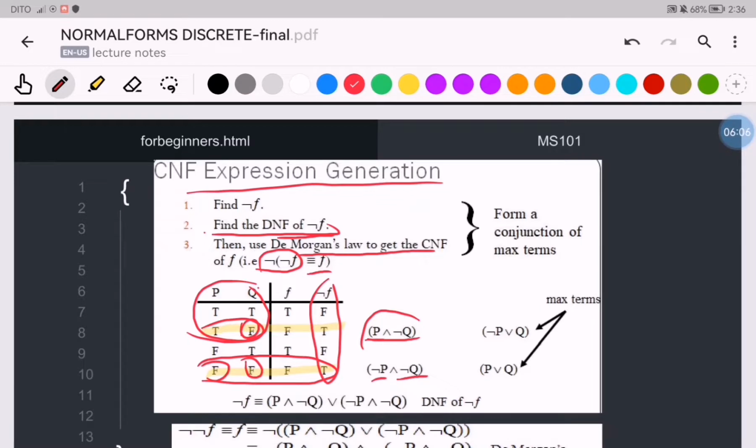Then combine them using the DNF pattern. So, negation of F is equal to P, conjunction negation of Q, disjunction, negation of P, conjunction negation of Q. So, here is the DNF of the negation of F. How about the maximum term? This is the maximum term that contradicts the first term. So, that is the maximum term.